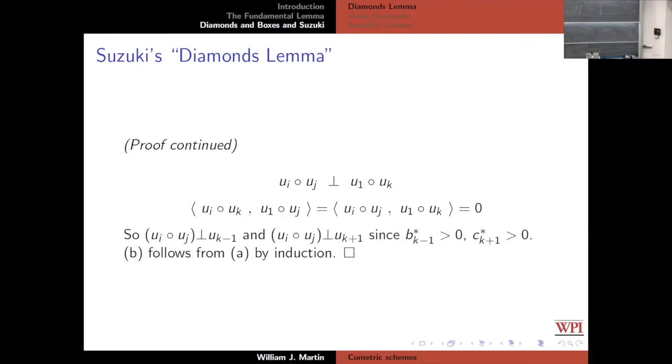That's what we had. Now, swap things around. When we have that inner product, we can move the vectors any way we want. So put the j over here, put the k over there. That's exactly the same as what we had. So that's 0. And that's exactly the two entries, because we know that these prime parameters are non-zero. So therefore, that vector must be orthogonal to uk minus 1 and uk plus 1. Okay, so that's the proof. This is not the proof that you see in Suzuki's paper, but this is my proof. Okay, so that's the diamonds lemma.